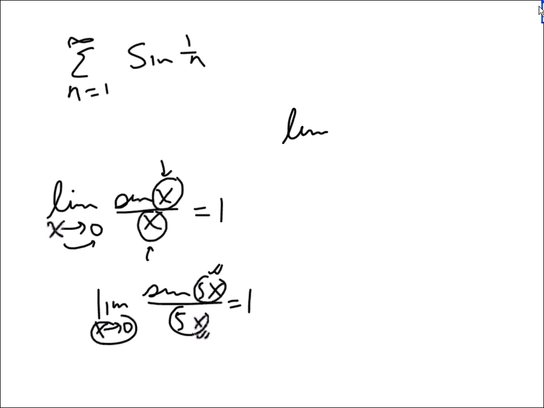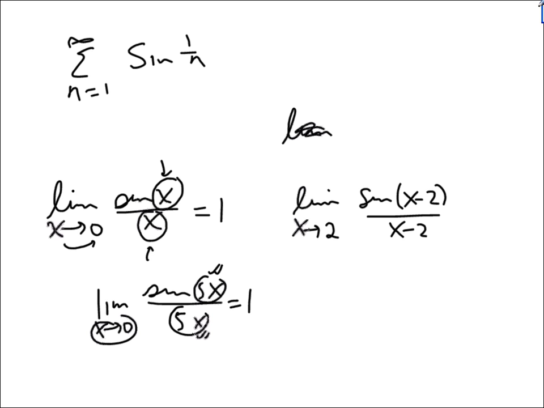If you have the limit as x goes to 2 of sine of x minus 2 over x minus 2, you need a sine. What you're taking the sine of and what you're dividing by, they have to be the same.